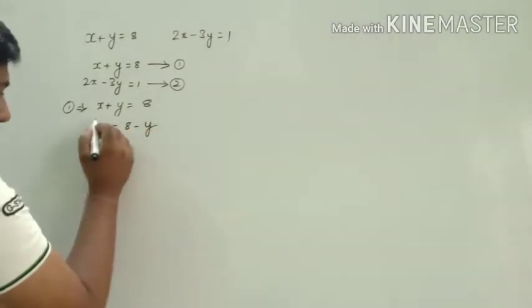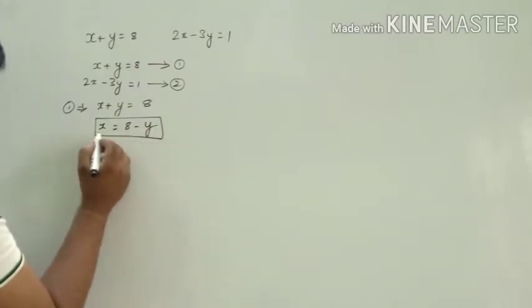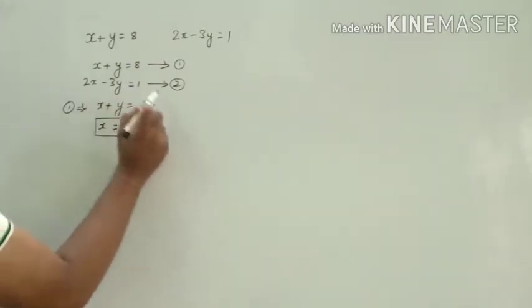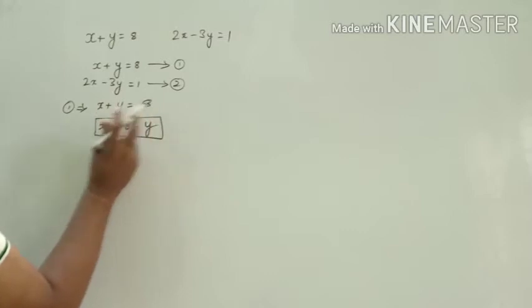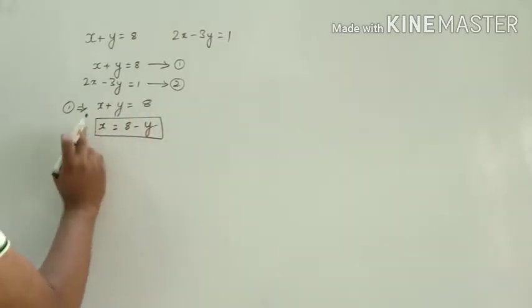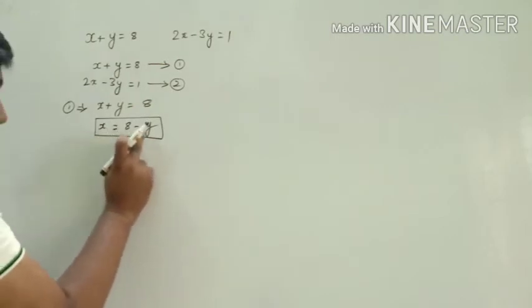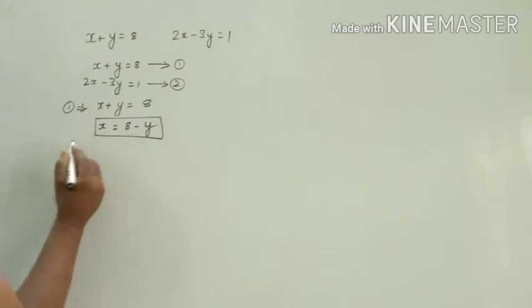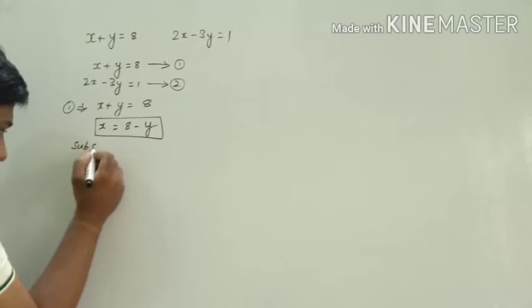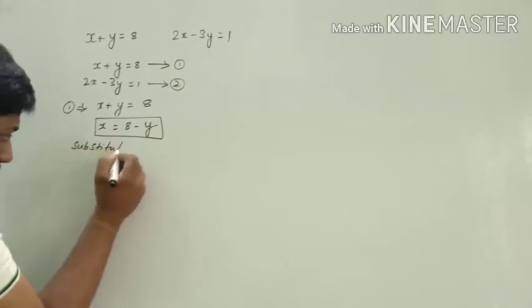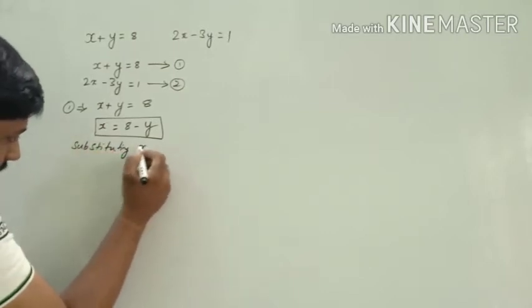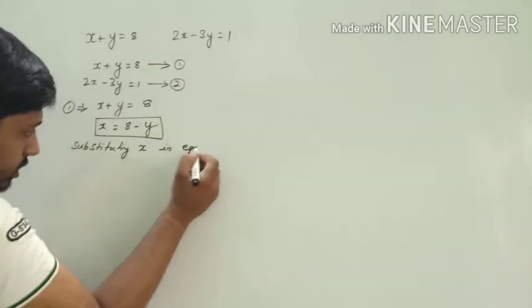So now we have x is equal to 8 minus y from the equation x plus y is equal to 8. I have taken only x, so the remaining part I am sending to that side. So it becomes 8 minus y. So x is equal to 8 minus y. What I am going to do now is substitute. This is the substitution method, right? Substituting x in equation 2.